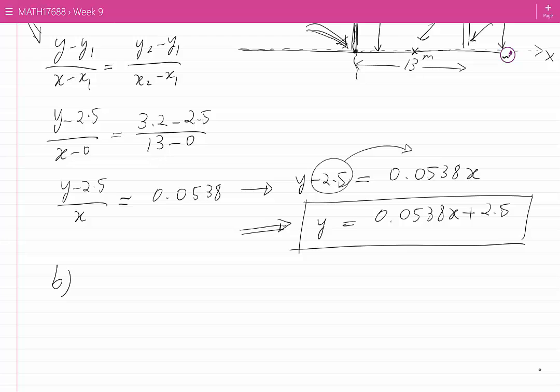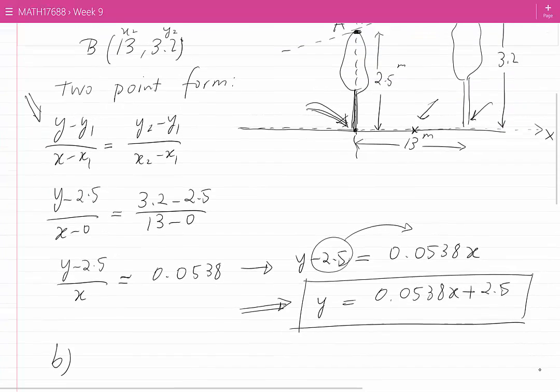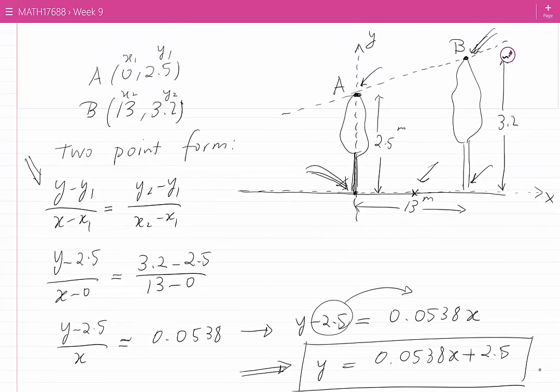Let's look at the sketch again. If there is a person of height 1.8, he would be, let's say, somewhere around here, behind the smaller tree, trying to look at the top of the taller tree. This would be a sketch of the individual who is 1.8 meters tall.